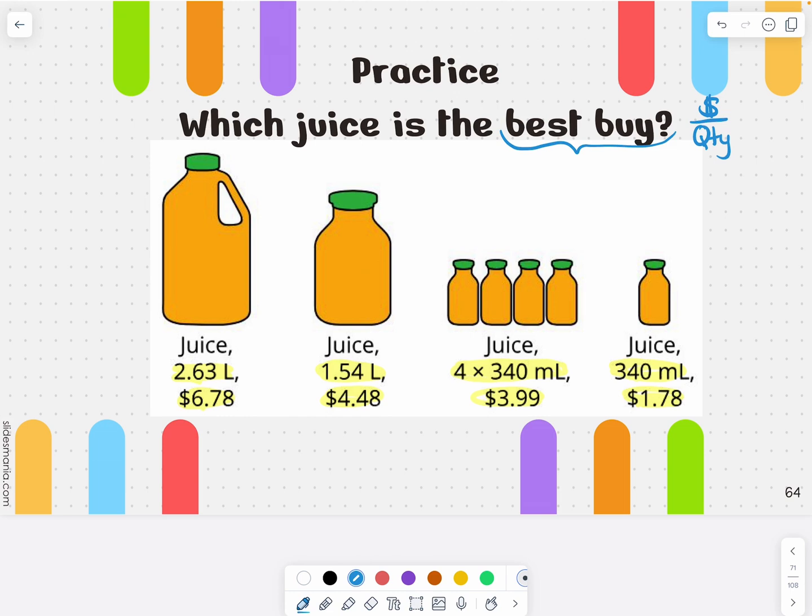If I look at these 4 options, they're all in dollars, but the units, 2 of them are in liters, and then 2 of them are in milliliters. In order to compare, I need to have them in the same units. It'll be easiest to find the price per liter. So you're going to take the dollars and divide by the number of liters. You might have to think and remember, how do you convert 340 mils to liters? Pause the video, see what you get, and once you think you know the unit rate for all 4, the best buy will be the lowest price per liter. Resume the video and see if you were right.